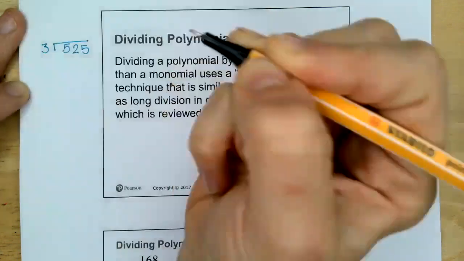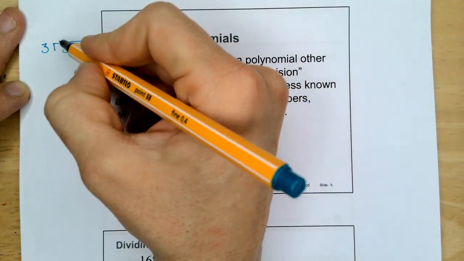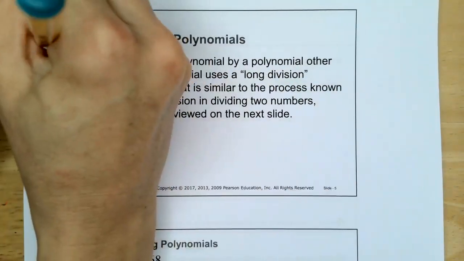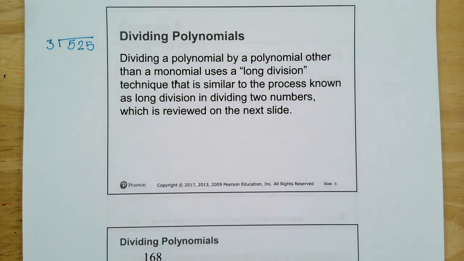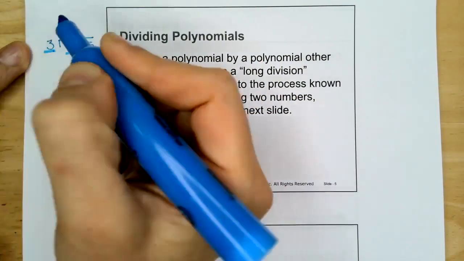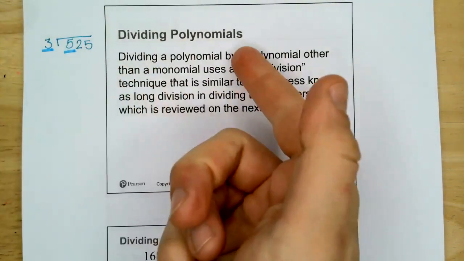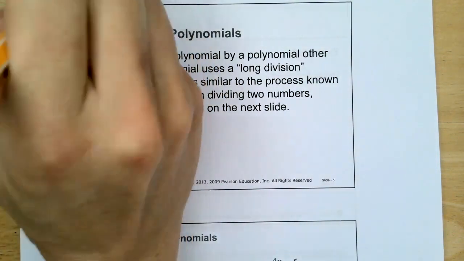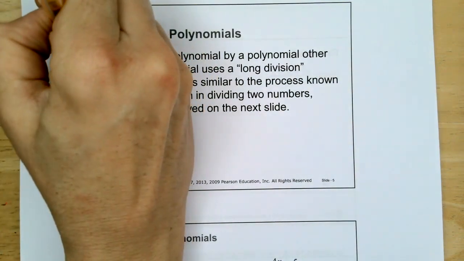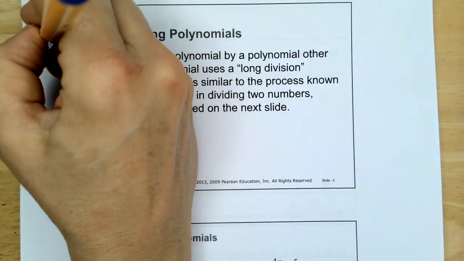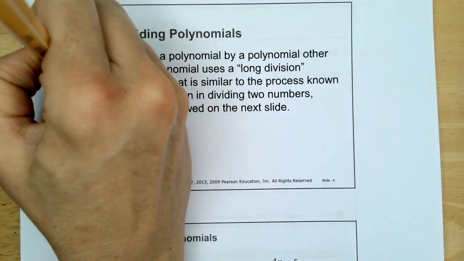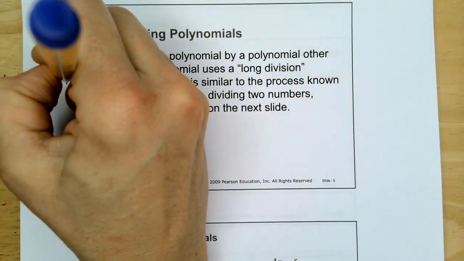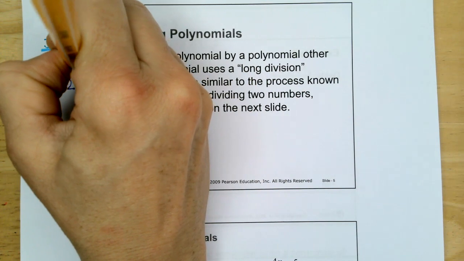525, let's say, divided by 3. Okay? What we do is we put the 525 inside the house, 3 outside the house, and then you just look at your first term. The first digit, when we're doing polynomials, will be your first term, and then look at the 3. How many times does 3 go into 5? 3 goes into 5 one time. Okay? Take that 1, multiply it by your 3. 1 times 3 is 3, and then write it under the 5 and subtract it. 5 minus 3 is 2. 3 cannot go into 2, so I'm going to bring down my next 2.